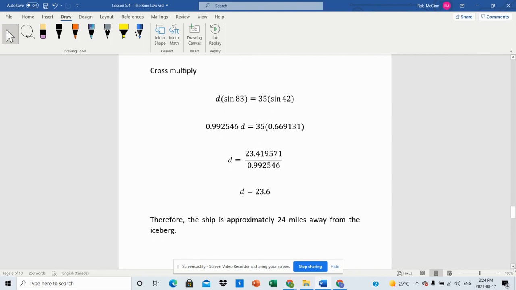And that's the sine law. So that's lesson 5.4. I hope you followed it and understood it.